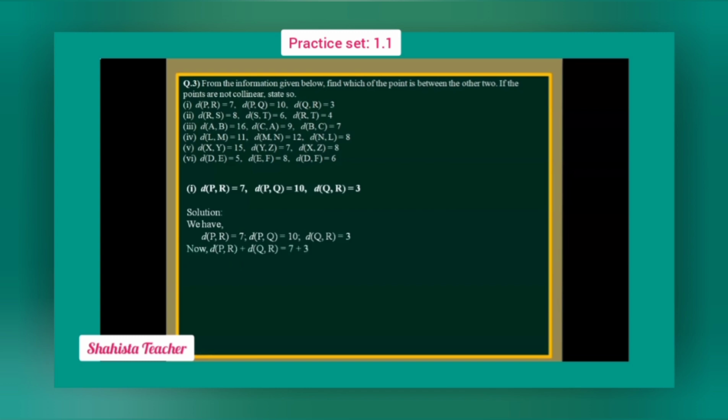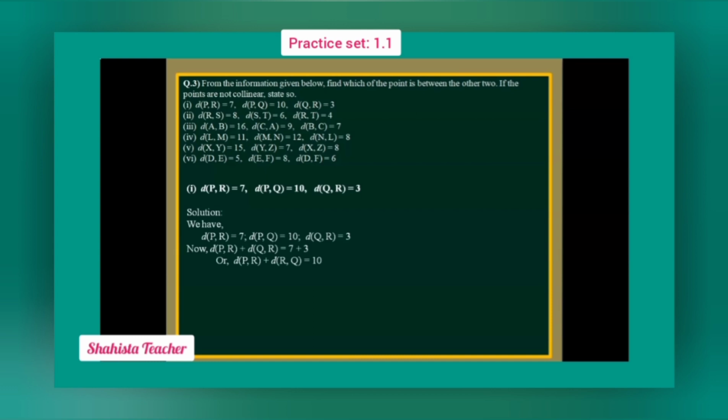So now distance of PR plus distance of QR, that is 7 plus 3, gives us 10. Or we can say distance of PR plus distance of QR is equal to 10. After adding these two numbers, 7 plus 3 gives us 10. So here distance of PR plus distance of RQ, QR or RQ both are the same, is equal to 10.